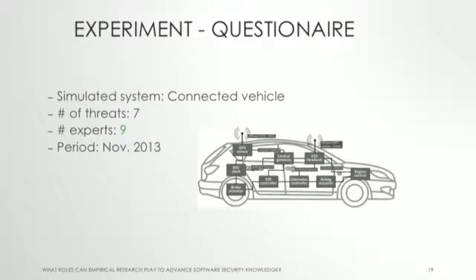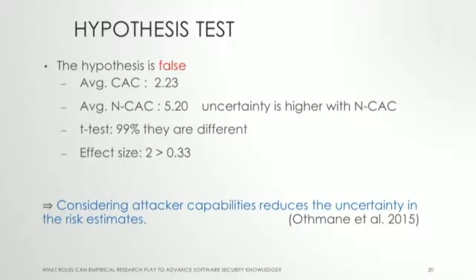So we took the example of seven threats for connected vehicles, and we sent the information to experts that we know work on cybersecurity or have exposure to knowledge about attacks on connected cars. We did that in November 2013. So seven threats, and we got responses from nine experts. The data was complete, and the date was 2013. What we found is that the average uncertainty for the seven threats when considering attacker capability was 2.23, and the average when not considering attacker capability was 5.20.